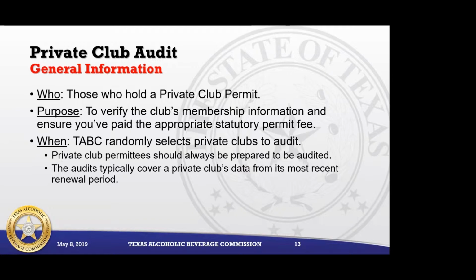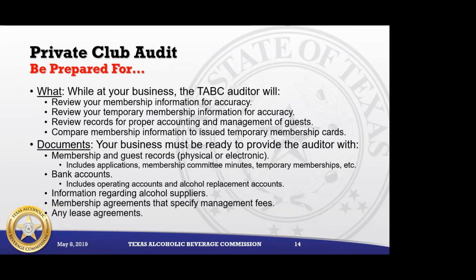These are normally done by us just visiting your location. We don't necessarily send a letter out in advance. While at your business, the TABC auditor will review your membership information for accuracy. We'll review your temporary membership information for accuracy. We'll review records for proper accounting and management of guests. And we'll compare membership information to issued temporary membership cards. Your business should always be ready to provide us with the membership and guest records.